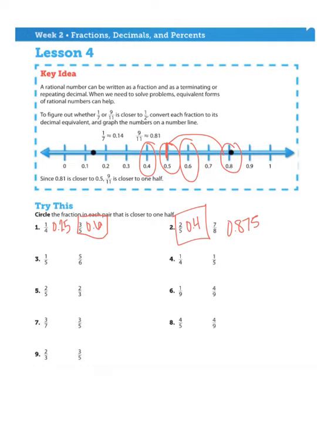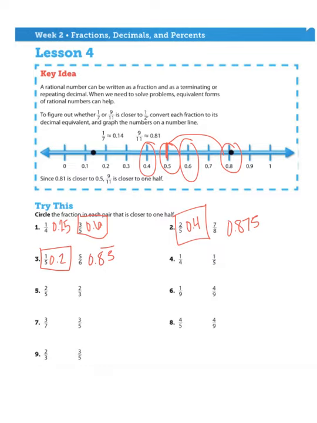Number 3, 1/5. 1 divided by 5 is 0.2. And 5/6. So again, I'm just using my calculator, changing this from a fraction to a decimal. That's going to be 0.83 repeating. So 1/5 or 5/6, which one is going to be closer to 0.5? And that would be 1/5.